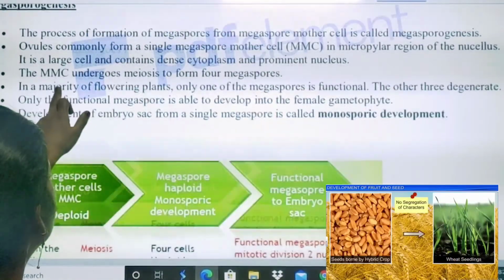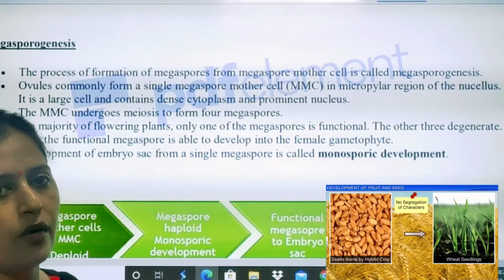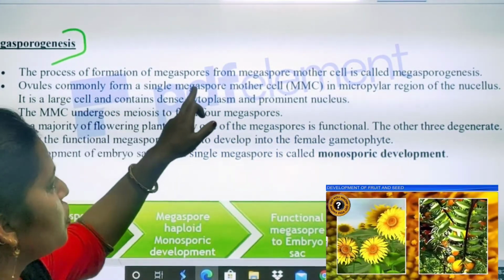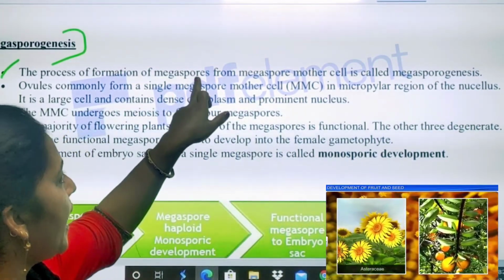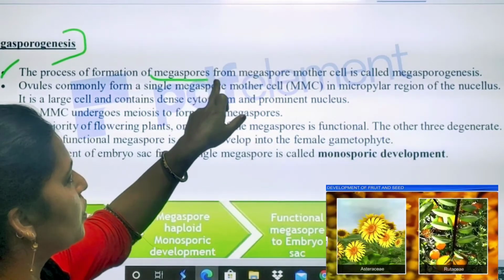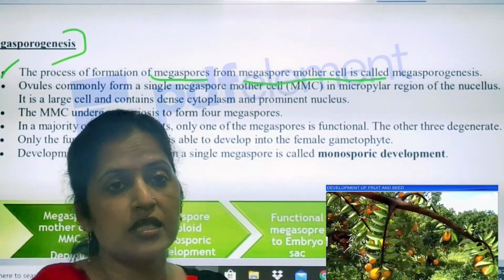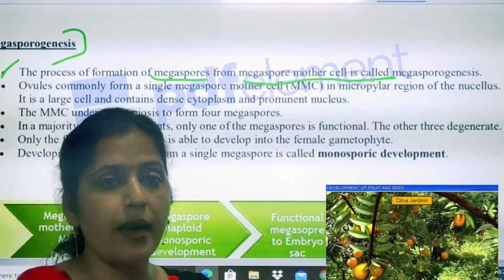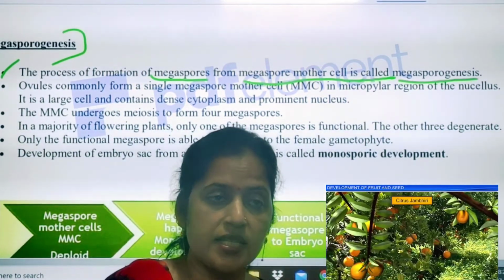Next is megasporogenesis. The next important topic of this chapter is megasporogenesis. It is the process of formation of megaspores. The process in which megaspores are formed from the megaspore mother cell is known as megasporogenesis.